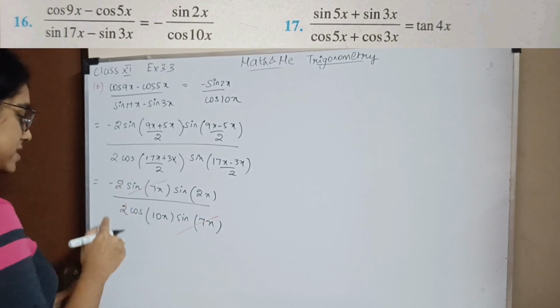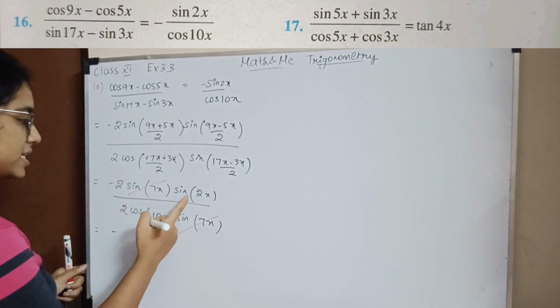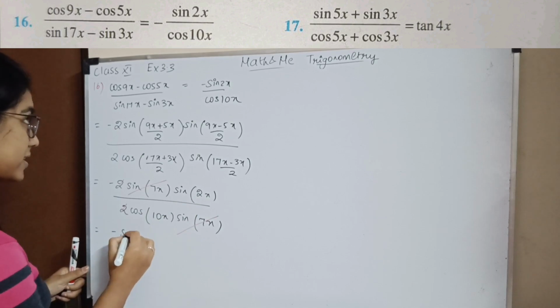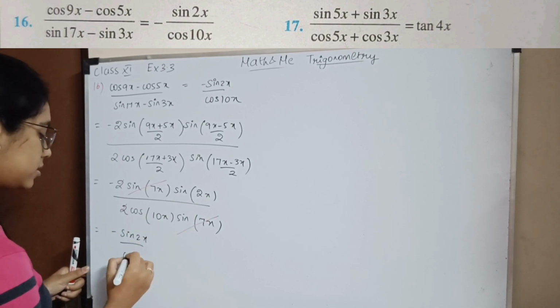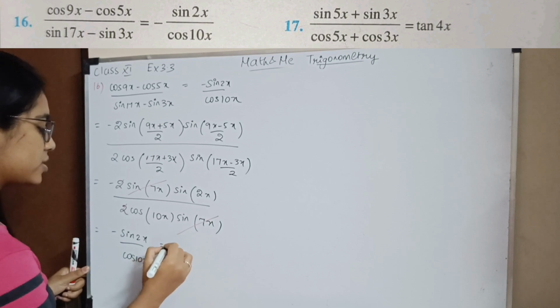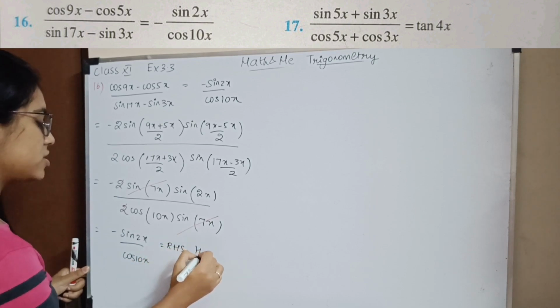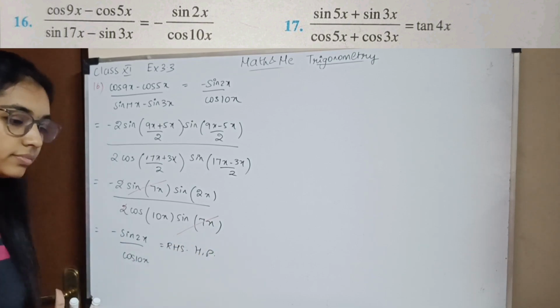2 and 2 are getting cancelled. So, I have a minus sign. So, minus sin 2x by cos 10x, which is equal to the RHS. Hence, proved. Okay.